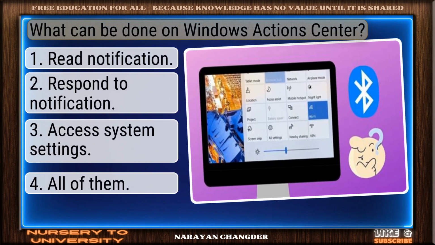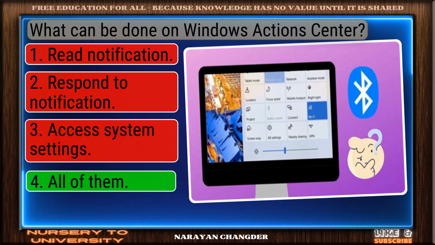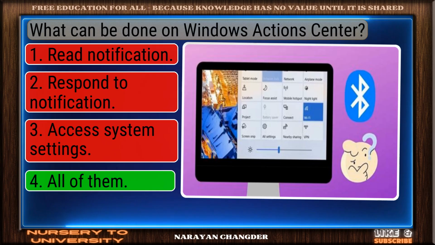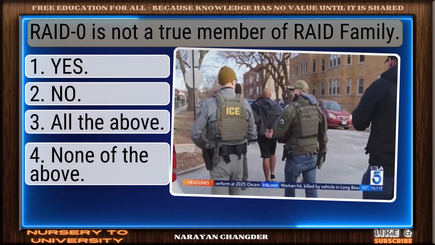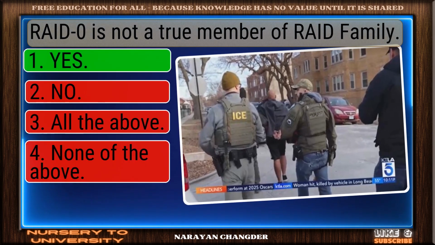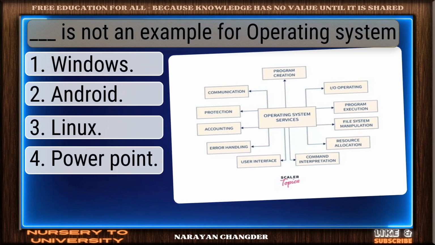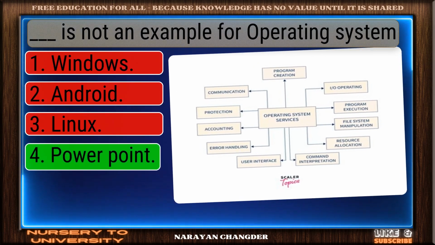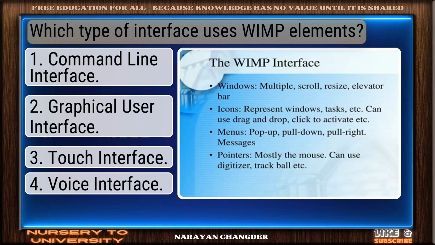What can be done on Windows Action Center? Exactly. All of them make sense, and it is the right choice. RAID 0 is not a true member of the RAID family. Nicely done. Yes is a solid answer. Dash is not an example for operating system. You chose PowerPoint, and it is correct.